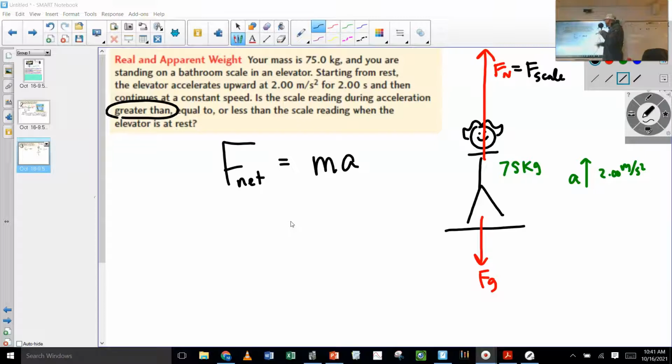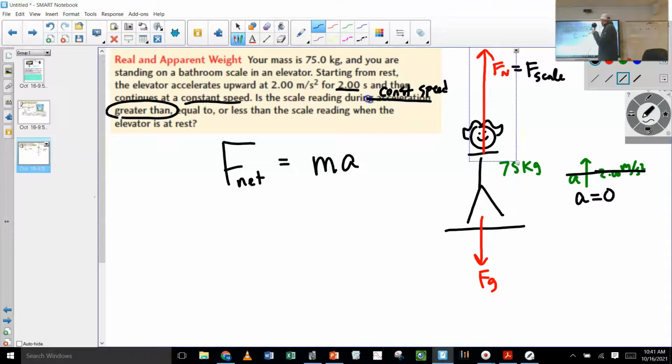So this problem could be a little bit different, I suppose, if they said during the constant speed. Because you can see in the problem, they accelerate for 2 seconds and then they move at a constant speed. So what if the question said during the constant speed? If you're during the constant speed, that means that your acceleration is 0. So if there's no acceleration, that means that there's no net force. And that means that this force is going to be equal to gravity. So whatever gravity would be equal to, that would also be your normal force.